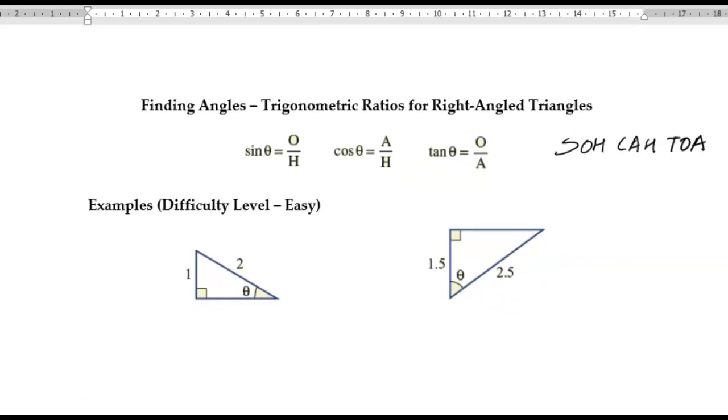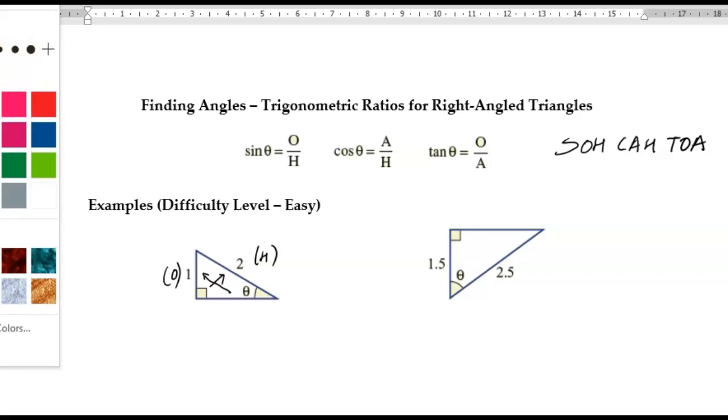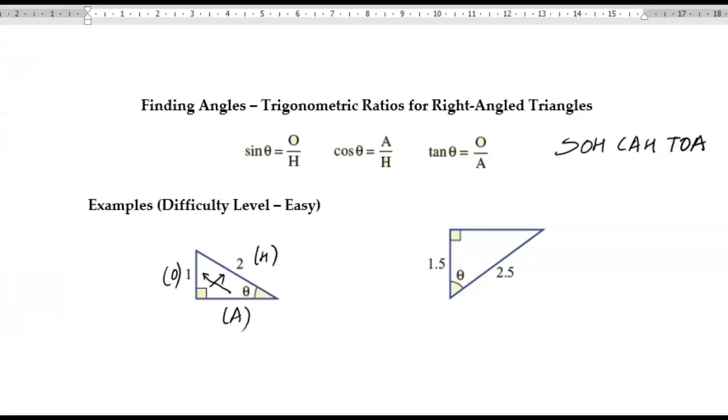Like we did for finding side lengths, the first step is to label the sides of the right angle triangle. The side opposite to my right angle is the hypotenuse. In this question, we're trying to find theta. So that's the given angle, and the side opposite to that will be our opposite side. And finally, the third side is going to be the adjacent side. We have been given the side lengths for opposite and hypotenuse, and the ratio that deals with opposite and hypotenuse is the sine ratio.